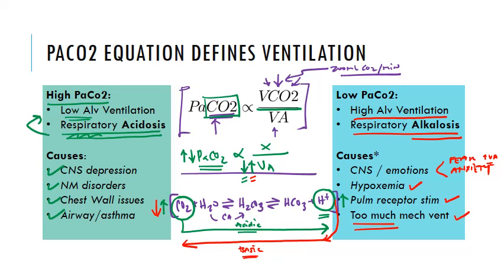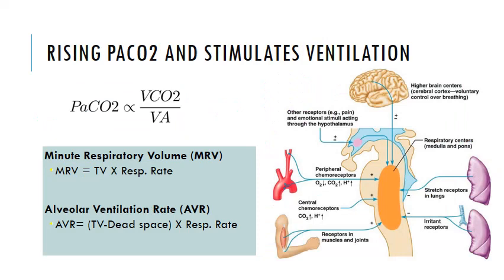So overall, in summary, the PaCO2 equation defines an inverse relationship with alveolar ventilation. When PaCO2 rises in the blood, it sets off a cascade of events to try and compensate and rebalance the acid-base balance of the blood. Higher levels of PaCO2 will stimulate the respiratory centers of the medulla.